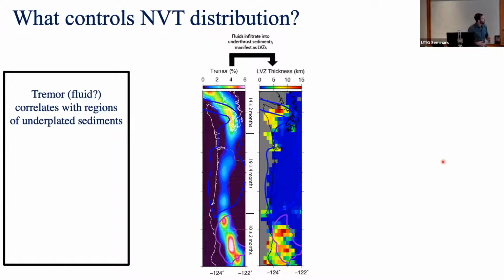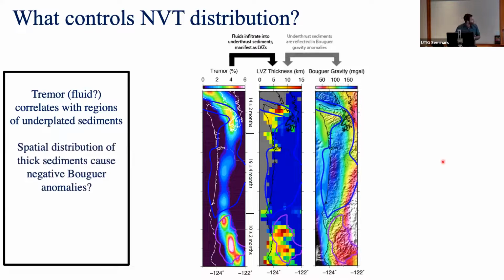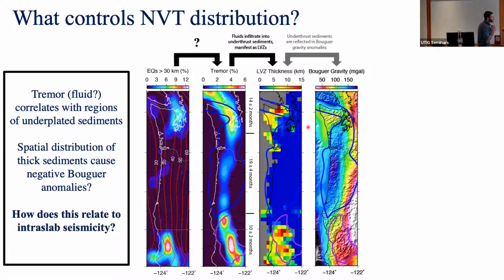These things are slow because the fluids that are causing non-volcanic tremor are able to infiltrate into these basally accreted packages of material. Further evidence for these being sedimentary in origin comes from the correlation between the thickness of these low velocity zones and Bouguer gravity, I should say relative Bouguer gravity lows. They're not necessarily negative. But none of this explains why these should correlate with something like intraslab seismicity.